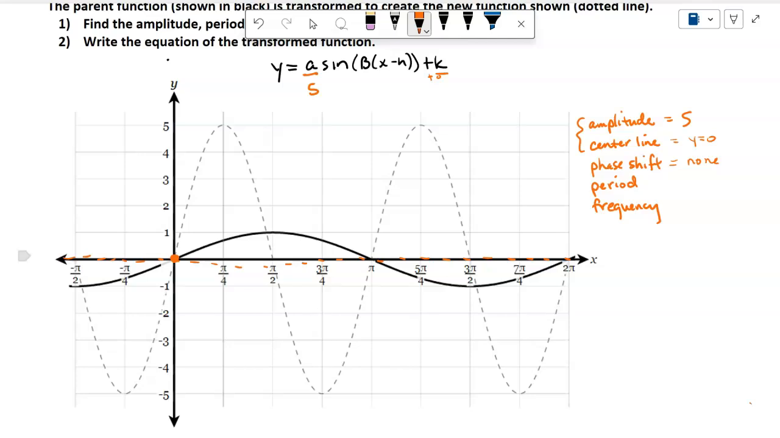The phase shift is usually seen on the inside here. That's the phase shift, x minus h. Remember, it's opposite of what you see. So if it's a phase shift right, it's going to be x minus something. If it's a phase shift left, it's going to be x plus something in there. But as we just said, there is no phase shift for this one, so we'll just see an x on the inside.